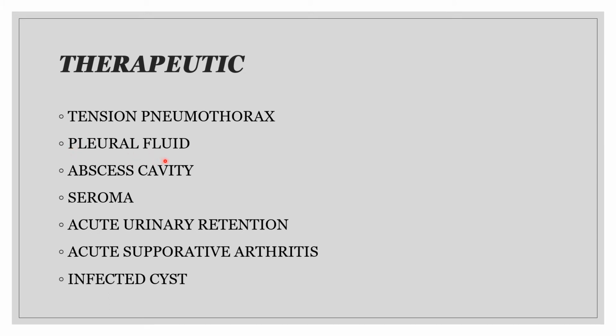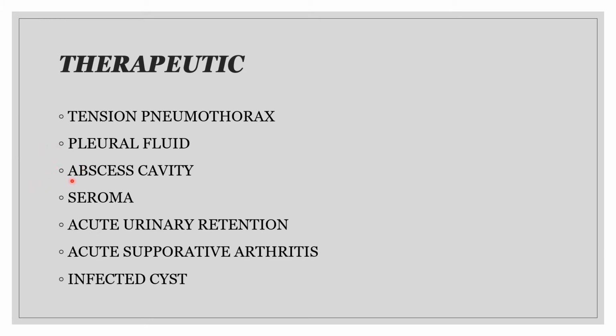Pleural fluid. So instead of air, as in tension pneumothorax, here it's fluid. It could be hemothorax also. So we place a drain tube to allow the fluid to come out. Here we use closed drains.